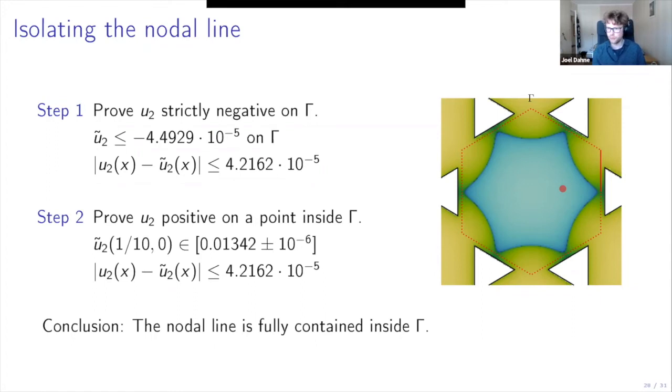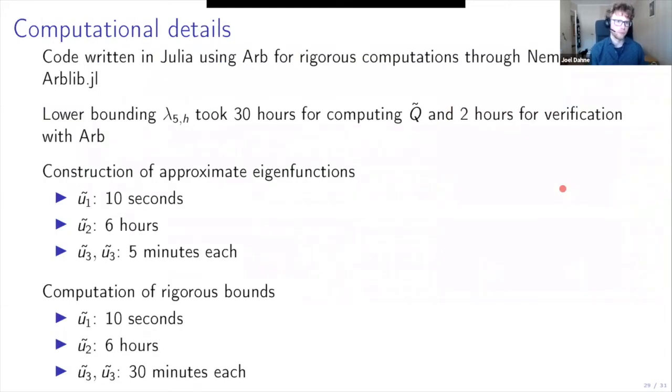And then we have the proof. So that's the end of it. Before I end, I just want to give some more computational details. I can mention that all the code for this is written in Julia. We use ARB for all the rigorous computations through both Nemo and arblib, which are two interfaces for ARB in Julia.